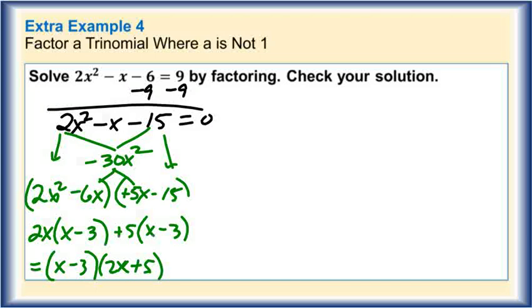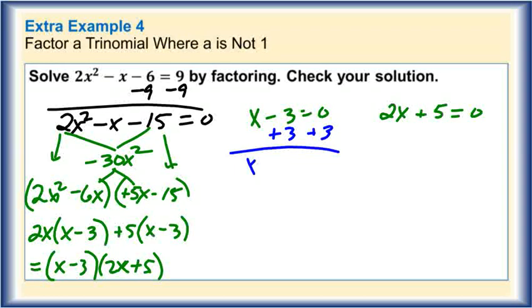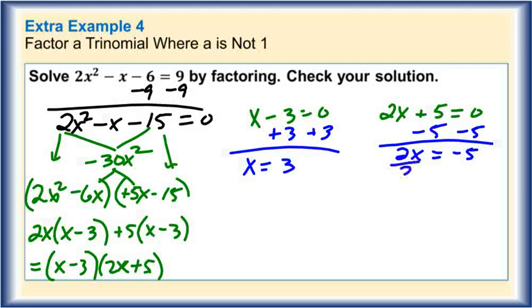Those are what I'm going to use to simplify. So I have x minus 3 equaling 0 and 2x plus 5 equaling 0. Add 3 to both sides. I have x equaling 3. Here, subtract 5. 2x equaling a negative 5. Divide by 2. I would have x equaling a negative 5 halves.